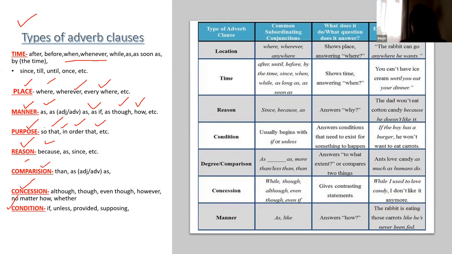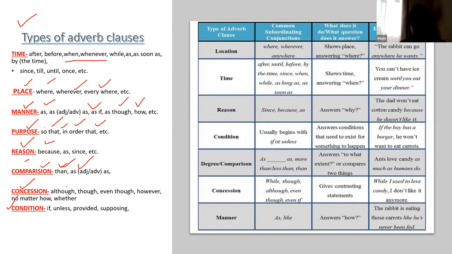If it is a comparison, what is the meaning of comparison? When we are comparing two elements, then you use than. In comparison, there are two types, children: comparison of degree and comparison of manner. So we will see in the next slide. So in comparison, than can come, as well as as and as. Okay.